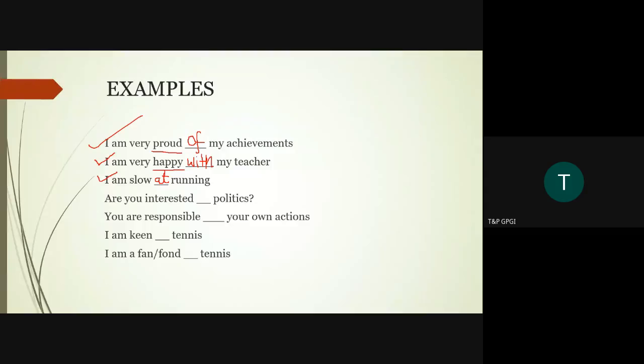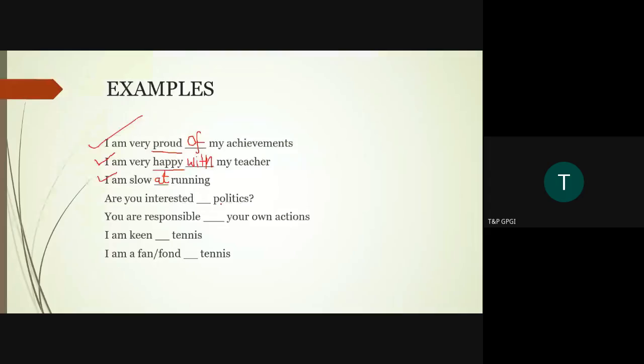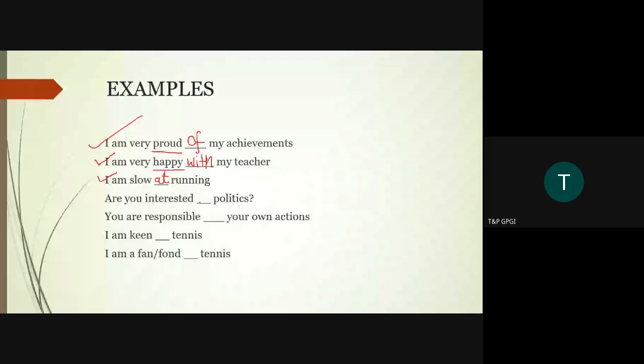All right. So moving on to the fourth example: are you interested dash politics? Are you interested of politics? Are you interested with politics? Are you interested at politics? Can anybody guess what will come in? I am interested in politics. Okay, over here.